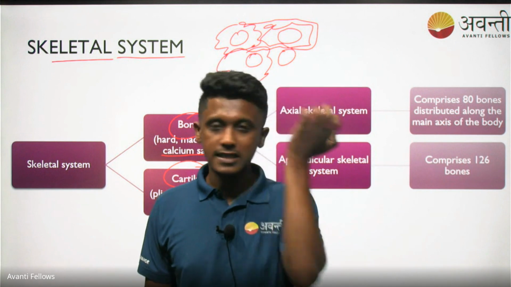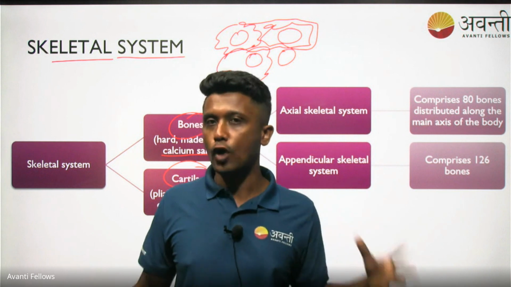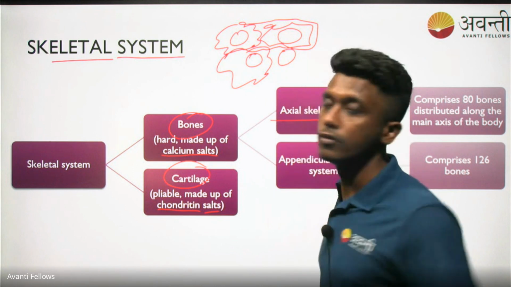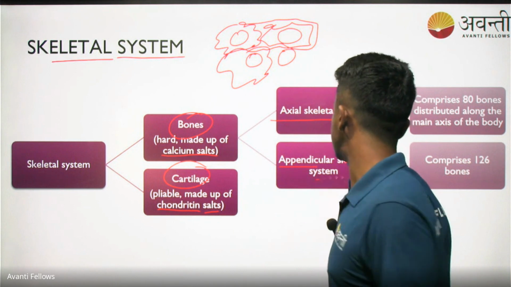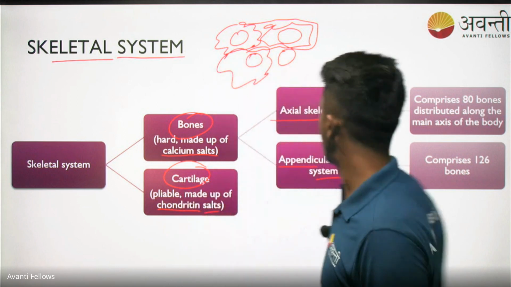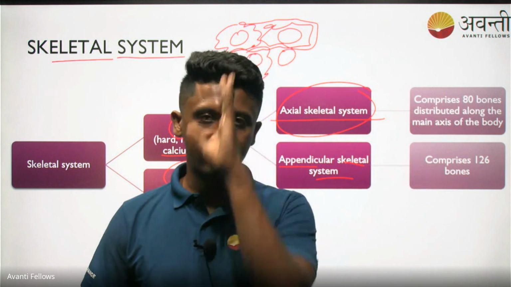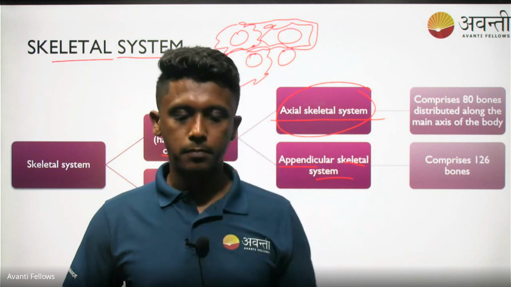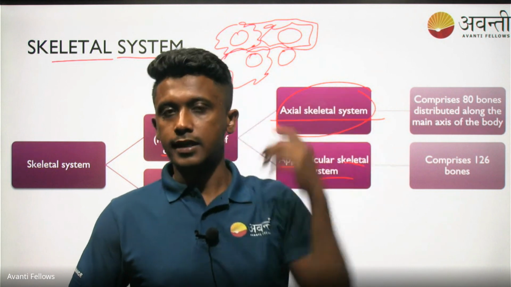We have around 206 bones in our body, and these 206 bones can be categorized into two important categories. One category of bones makes up the axial skeletal system. Another component makes up the appendicular skeletal system. So when it comes to the axial skeletal system, what is an axis? An axis is something that is in the center. So it is attached to the central portion of your body. That includes your skull, your vertebral column, and your ribs.